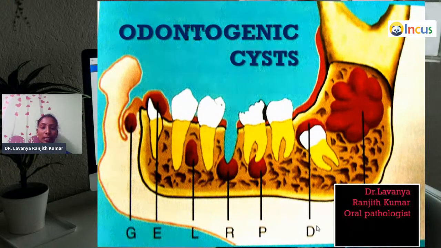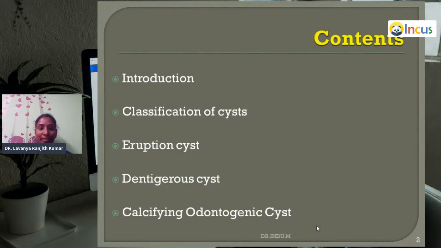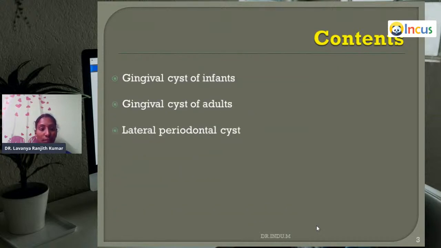Today we are going to see the topic of odontogenic cyst. These are my contents today. We are going to see an introduction to the cyst, the classifications of the cyst up to date, the 2017 classification, and we are going to discuss eruption cyst, dentigerous cyst, calcifying odontogenic cyst, gingival cyst of infants, gingival cyst of adults, and lateral periodontal cyst.